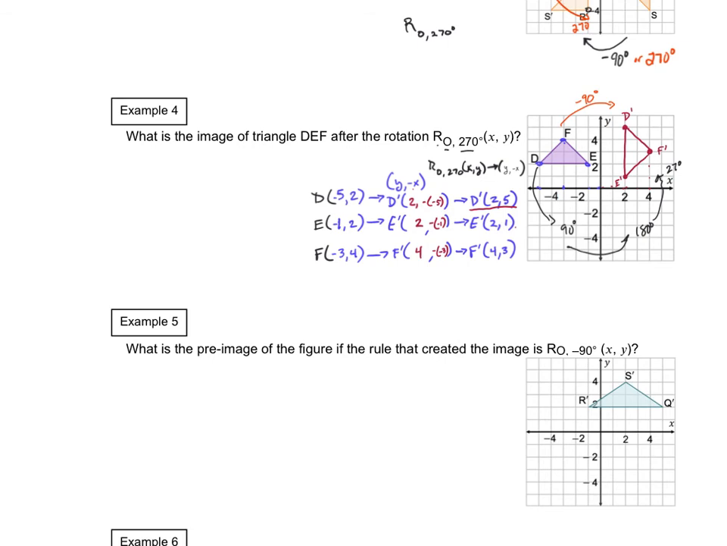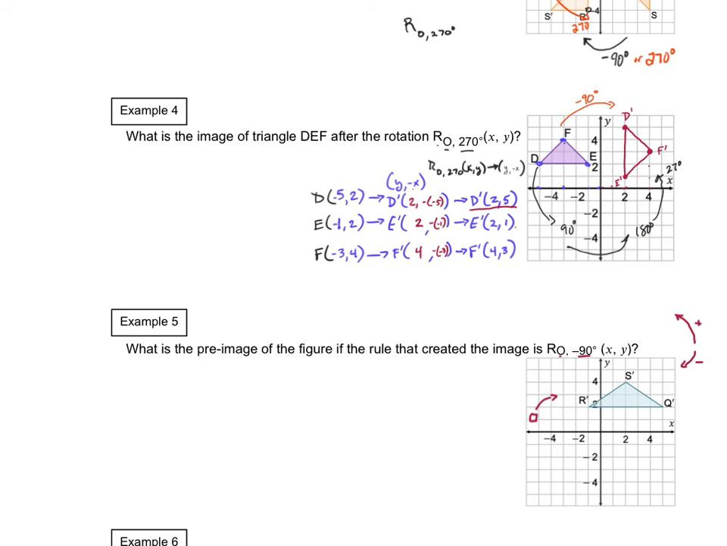Now looking here on this next example, we have example number 5. What is the pre-image of the figure if the rule that created the image is a rotation about the origin of minus 90? Well, remember that when we are going counterclockwise, that is a positive rotation. When we go clockwise, that is a negative rotation. So in order for this to have its original image, it must have been over in this quadrant somewhere, and it rotated that direction.